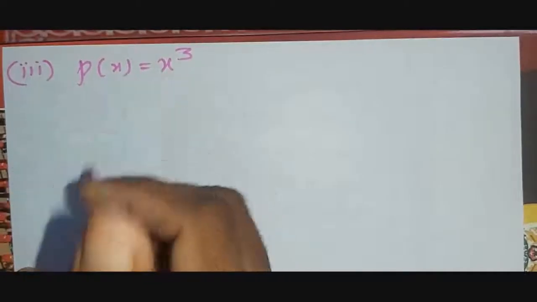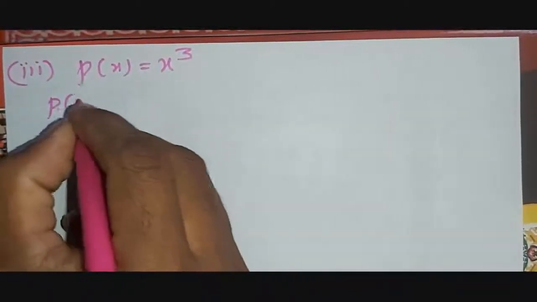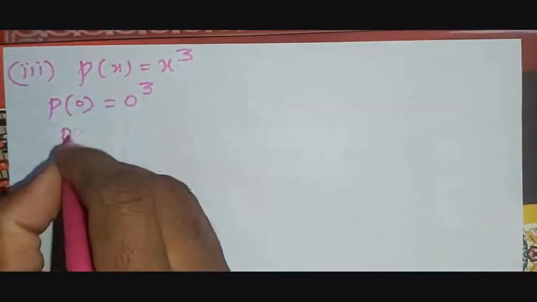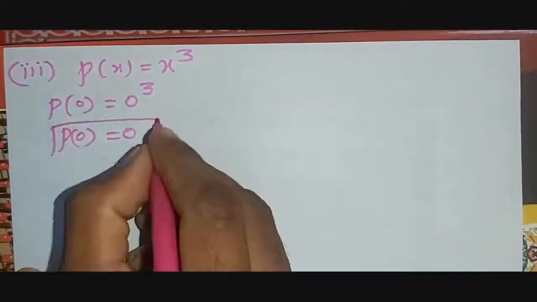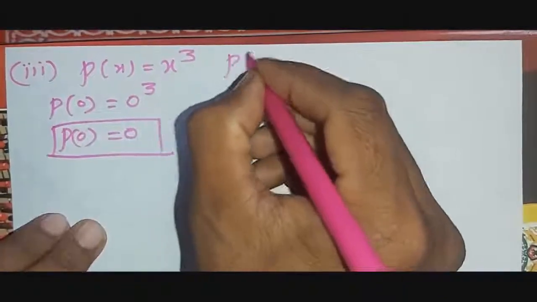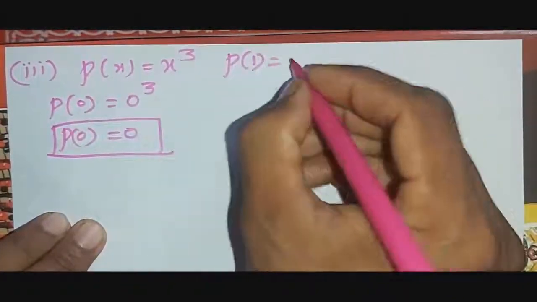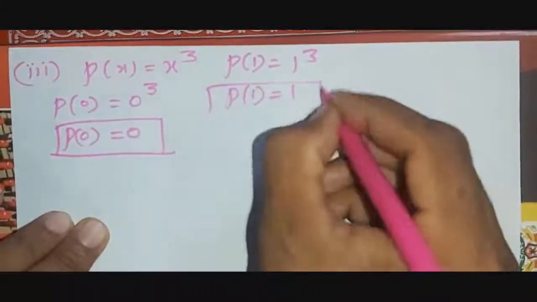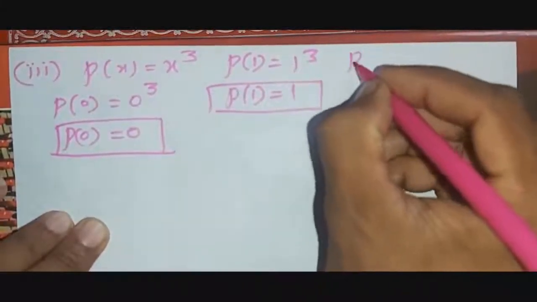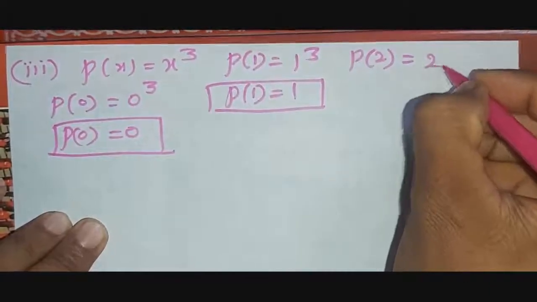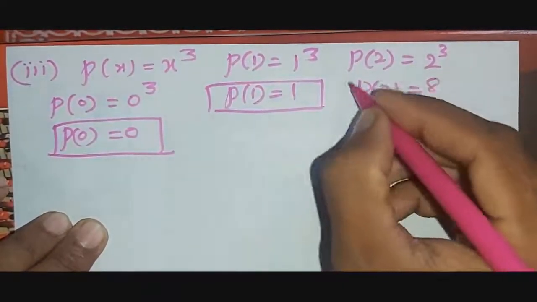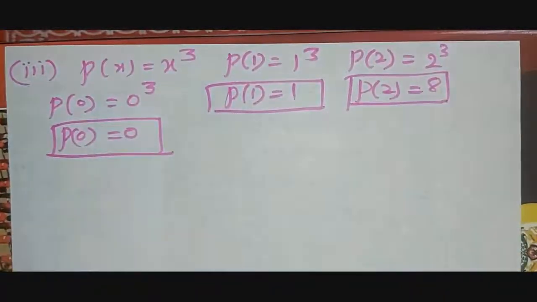Okay, here we have the third question. In this also we need to find out P of 0. P of 0 is equal to, that is x cube means that is 0 cube. Therefore, P of 0 is equal to 0. And here P of 1 is equal to x cube means that is 1 cube. P of 1 is equal to 1. Next, P of 2 is equal to 2 cube. And P of 2 is equal to 2 cube is 8. And this is the right answer.